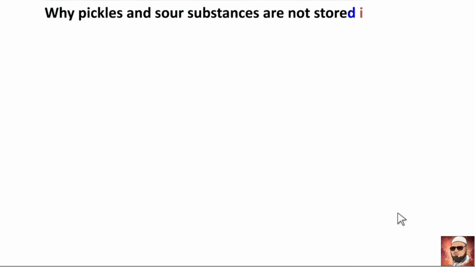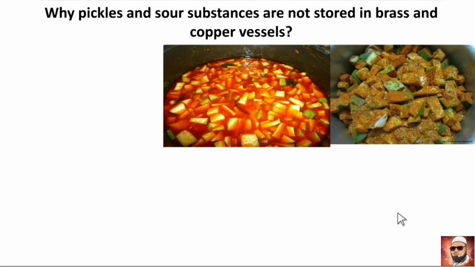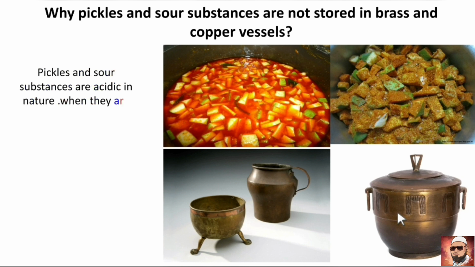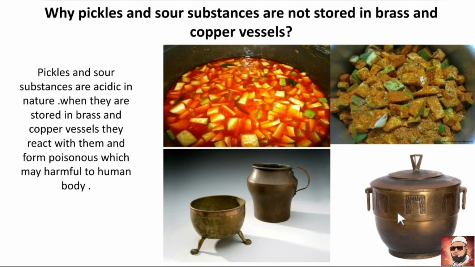So why are pickles and sour substances not stored in brass and copper vessels? Because pickles and sour substances are acidic in nature. When they are stored in brass and copper vessels, they react with them and form poisonous substances, which may be harmful to the human body. So that's why pickles and sour substances are not stored in brass and copper vessels.